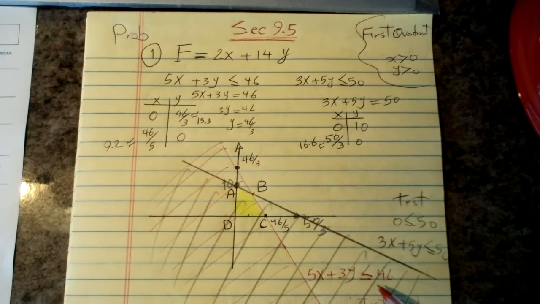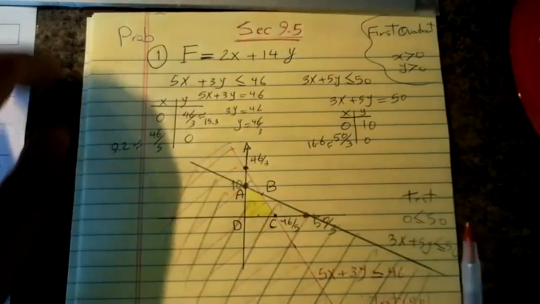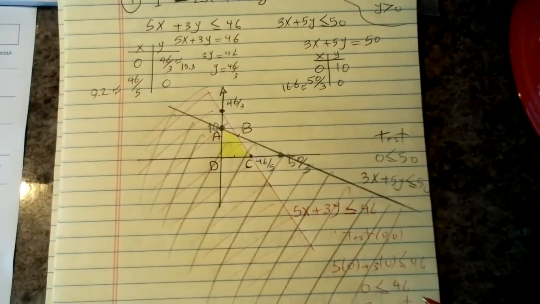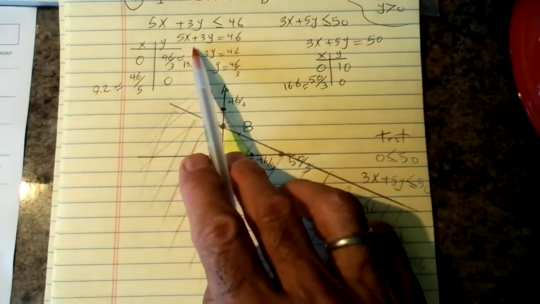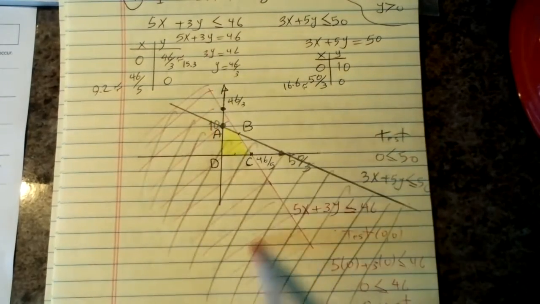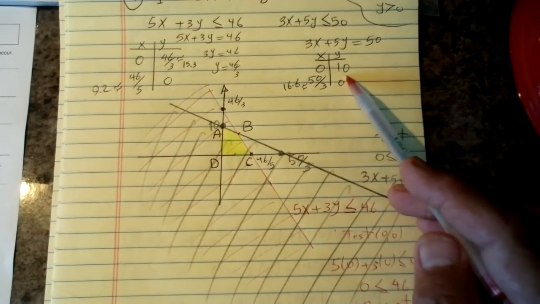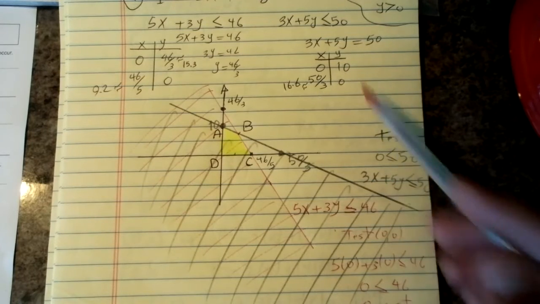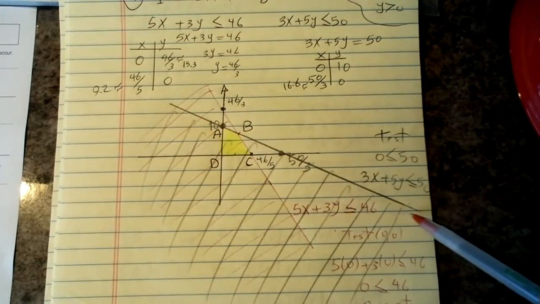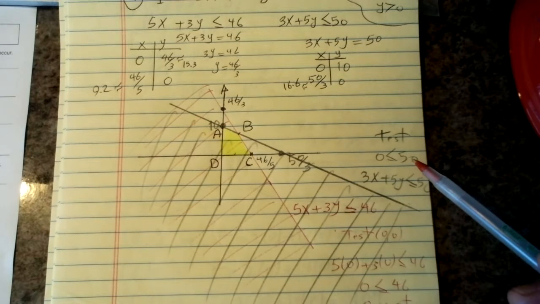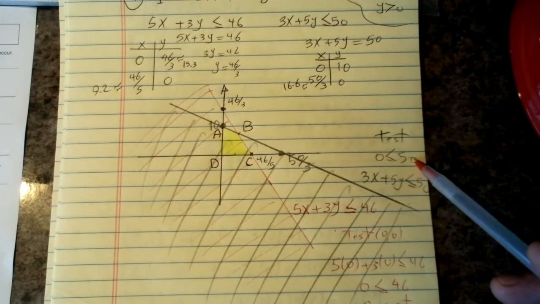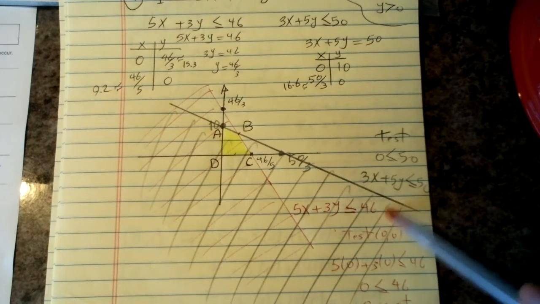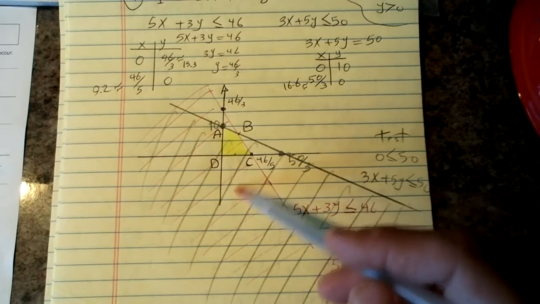And then I want to shade, so I test 0, 0. And 0 is less than 46, which is correct. So for this line, 5x plus 3y less than 46, I shade these sections. Then I graph the second line, 3x plus 5y less than 50, which is this line. When I test 0, 0, 0 is less than 50, which is correct. So for that one also, with the pencil, I shade these sections.